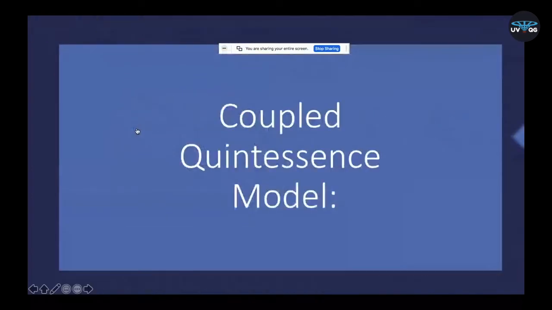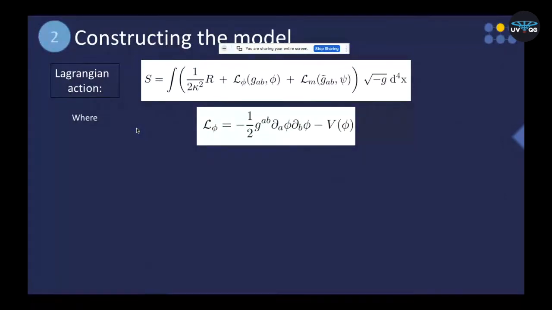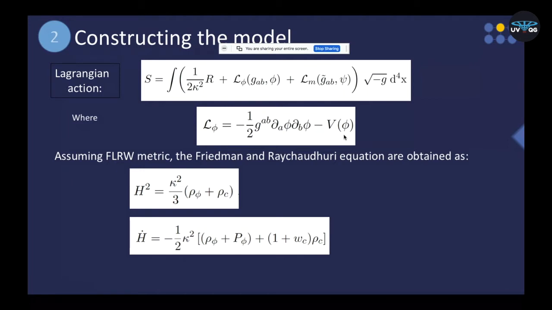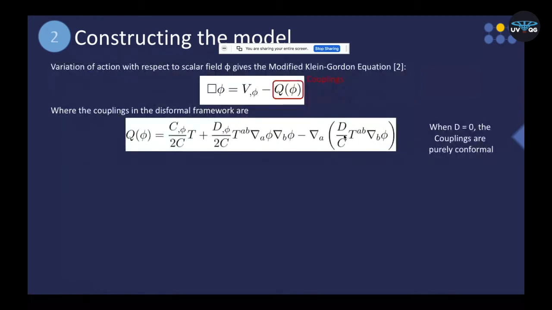Now let's have a look at the model that we're working with. Constructing the model, here we go. This is the action. The Lagrangian of the scalar field has a kinetic term and a potential. Assuming the FLRW metric, one can obtain the Friedmann and Raychaudhuri equations. The variation of the action with respect to the scalar field gives us the modified Klein-Gordon equation, where Q is the coupling or the interaction term I was referring to. In the disformal framework, when we consider the disformal transformation, this coupling takes this form. You can see this in the reference; I can show you the citation later.